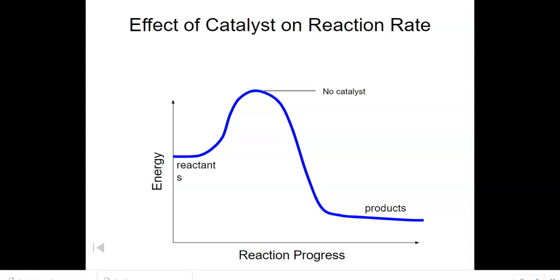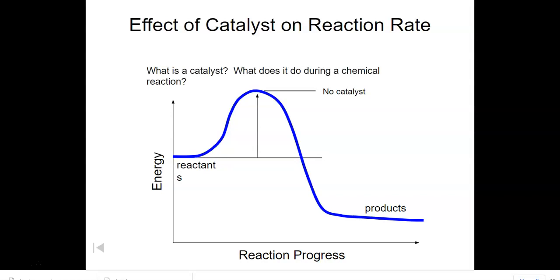Now, I add my catalyst, and let's see what happens to the chemical reaction. Don't worry about that part up there. What's going to happen is that the activation energy is going to be lower. So it's not going to require as much, which means the reaction will go faster. A catalyst makes the reaction go faster.